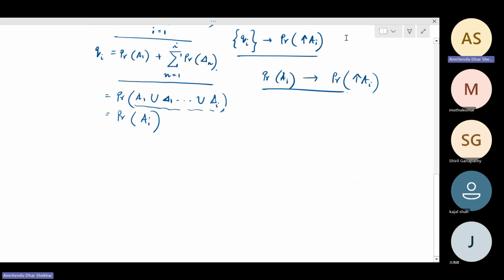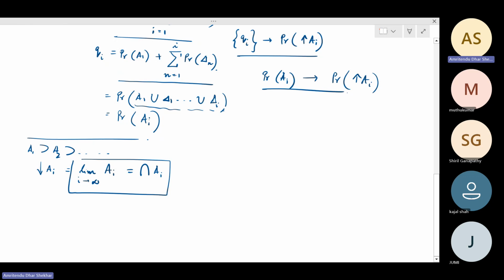So likewise, you also have a theorem for decreasing sequences, and that theorem is as follows: if you have a decreasing sequence like this, then we're going to denote the limit of this sequence in this way. So this is the limit as i tends to infinity of A_i, and this is again equal to the intersection of these A_i's. I hope this part is clear to you why this is the case. This should be obvious.